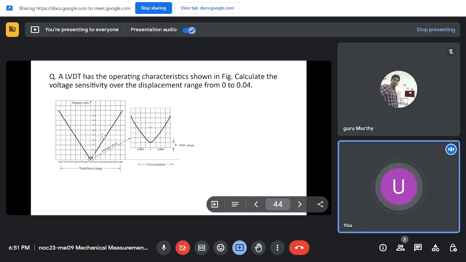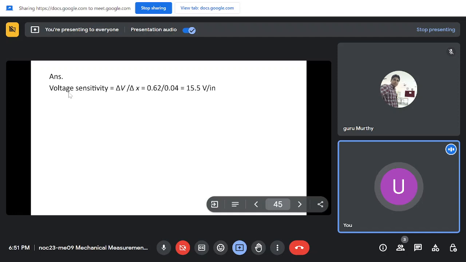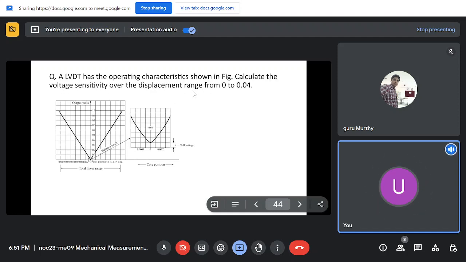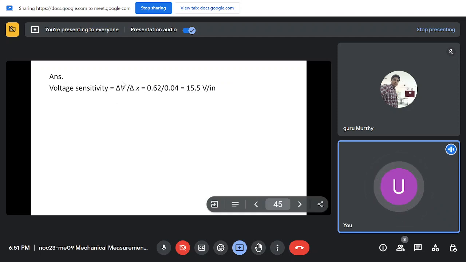So the sensitivity will be the change in voltage divided by the change in distance. Output by input, change in output for change in input, that is sensitivity. So delta V by delta X. So 0.62 minus 0 divided by 0.04 minus 0. That will give you 15.5 volts per inch. So that is the voltage sensitivity.